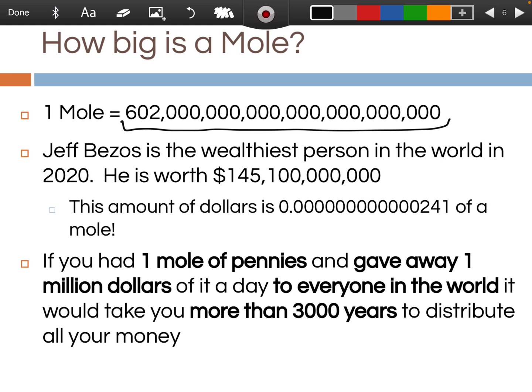Anyway, if you consider this much money, which is a crazy amount, it is only a small fraction of a mole. I found a little fact online. If you had 1 mole of pennies and you gave away $1 million every day to everyone in the world, it would take you more than 3,000 years to distribute all your money. So a mole is like this crazy, unfathomable, large number that we use in chemistry.